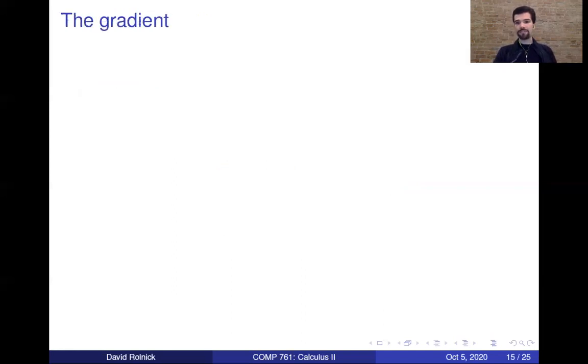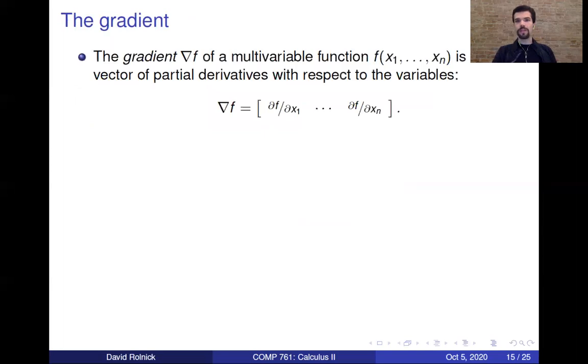Let's look at the gradient. The gradient of a multivariable function is the vector of partial derivatives with respect to the variables. So if you just take the partial derivative with respect to each of the variables, you put them into a vector. This is your gradient.